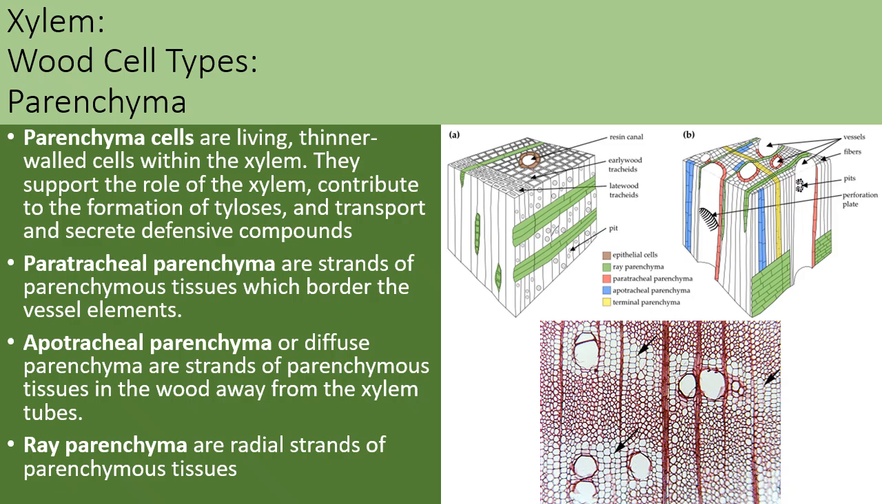Apotracheal parenchyma are found away from the xylem tubes. They're scattered throughout the tissue, and they're involved in the tree's response to decay organisms as well. And then the ray parenchyma we've already talked about when we talked about our medullary rays. These are radial strands of parenchymous tissues that are transporting things into or out of the center of the trunk. Often they're involved, once again, in defenses against either insect or fungal pathogens or decay organisms.